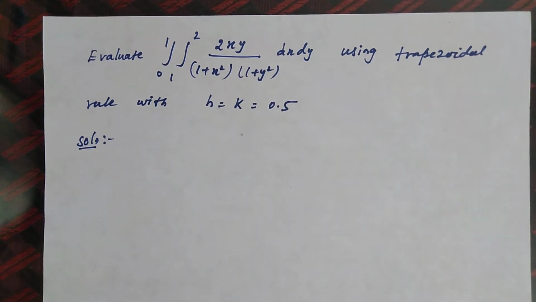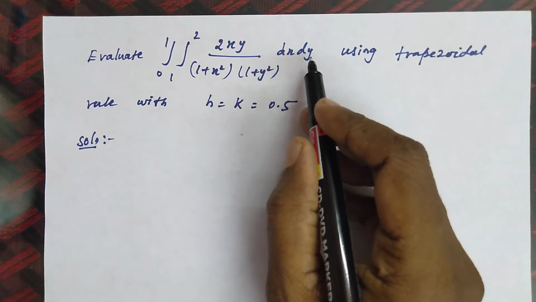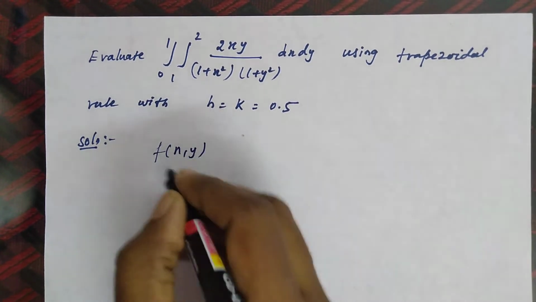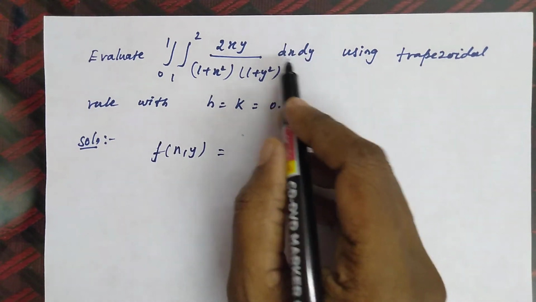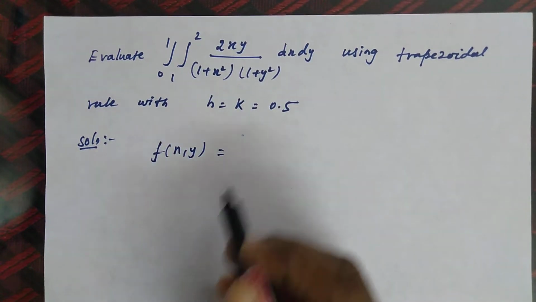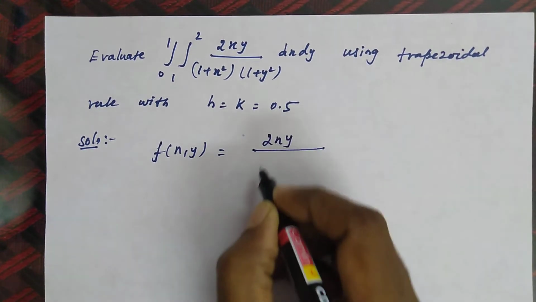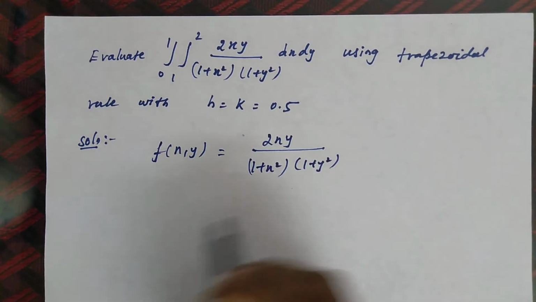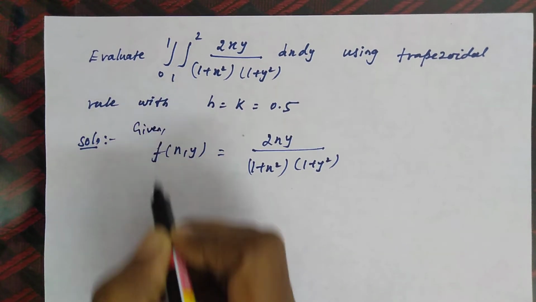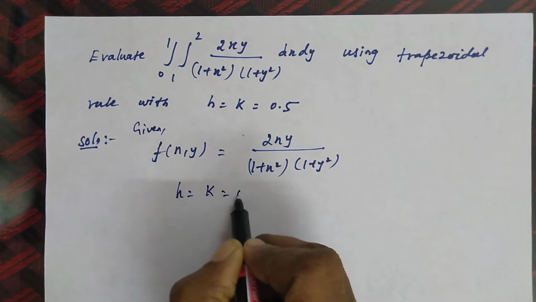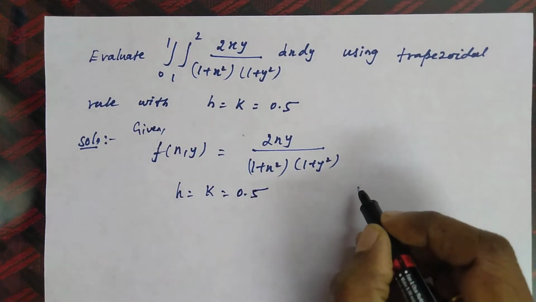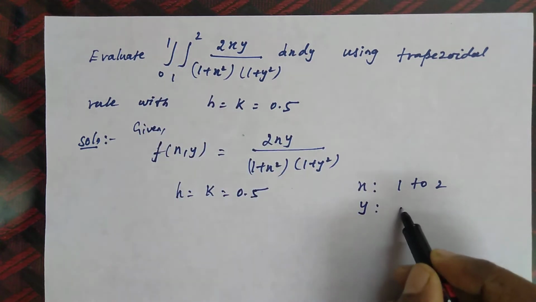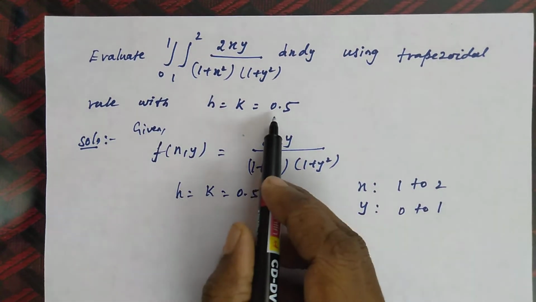Look at the solution. We know that without dx and dy, the remaining part is the function. So from the given, f of x, y is 2xy divided by (1 plus x squared) into (1 plus y squared). Also given that h equals k equals 0.5. The x limit is 1 to 2, and the y limit is 0 to 1. For both, the difference is 0.5.